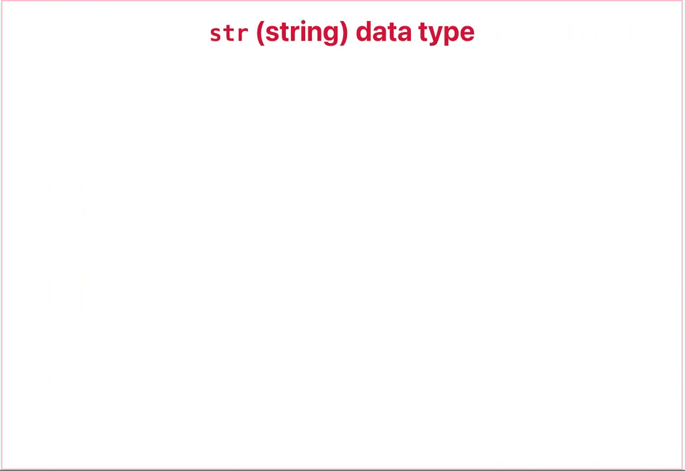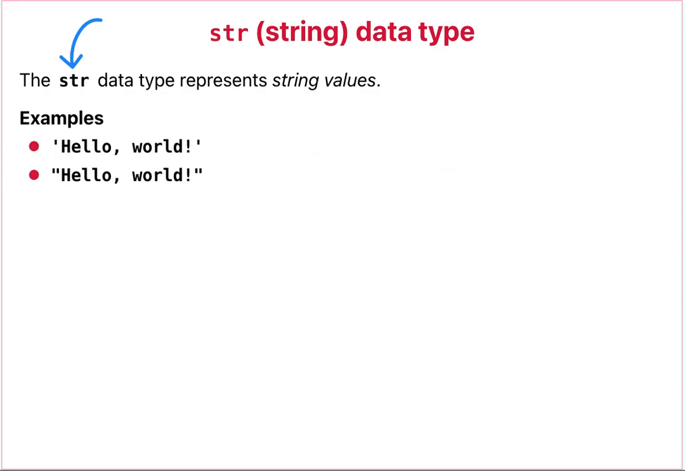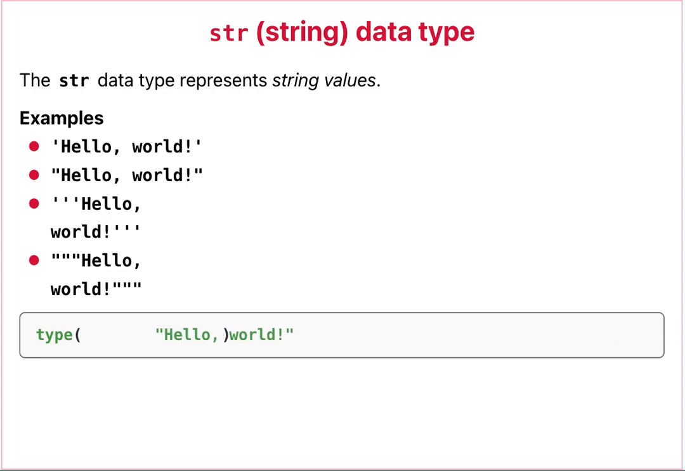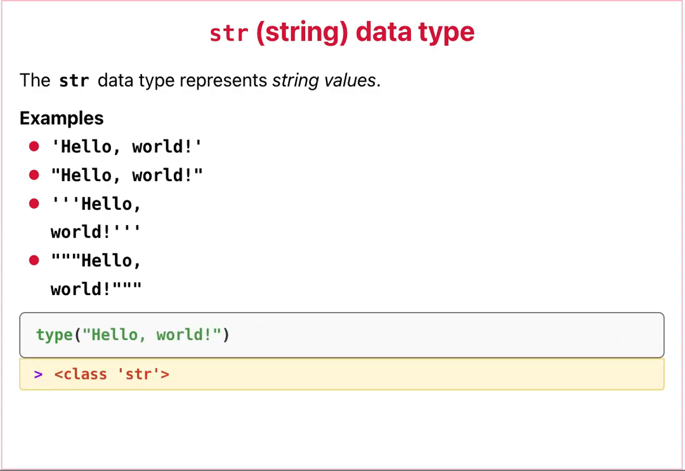Now, we will have a look at the string data type. The string data type, written as str, represents string values in Python. A string is a sequence of characters enclosed in quotes, which can be single quoted, double quoted, or triple quoted. If we provide any Python string to the type function, it would return str as the data type to show that it's a string. Now, we will discuss them in a little more detail.